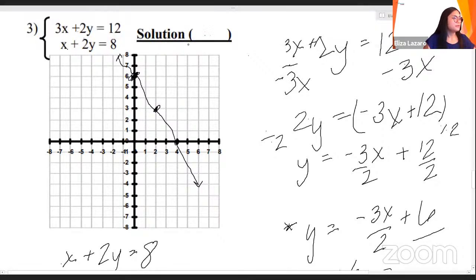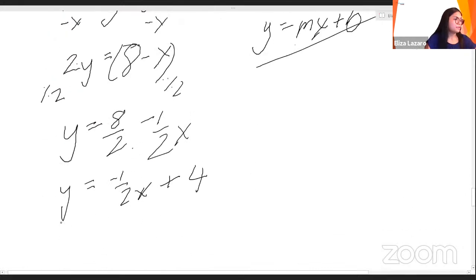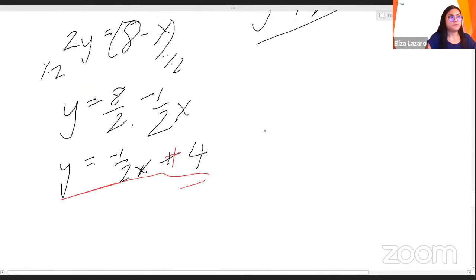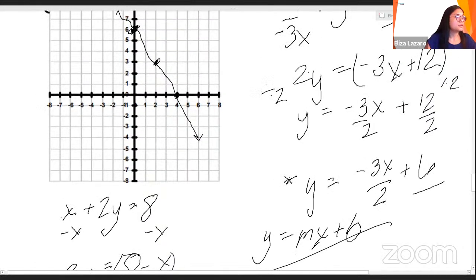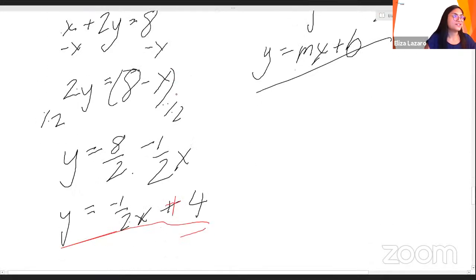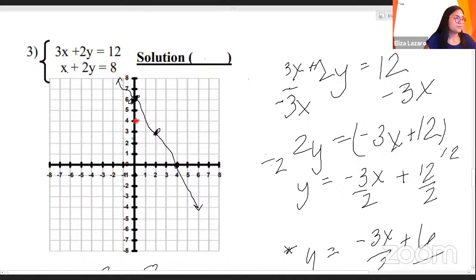Let me grab another color, and we're going to do this equation. So y equals negative 1/2 x plus 4. That's a plus sign, sorry. And our y-intercept is going to be 4. So whenever x equals 0, y equals 4. So that point is (0, 4), which is right here. And our slope is negative 1 over 2. So then that's going to be down 1 over 2.